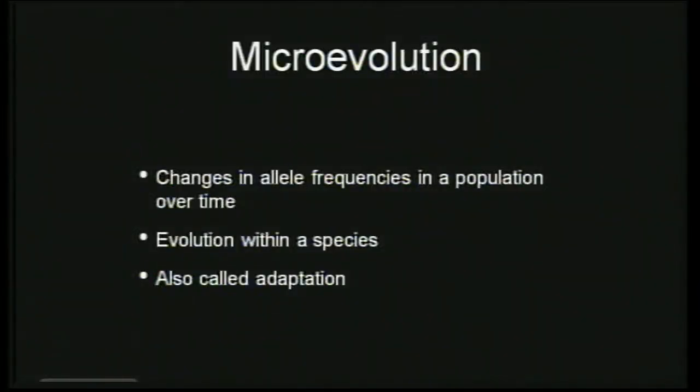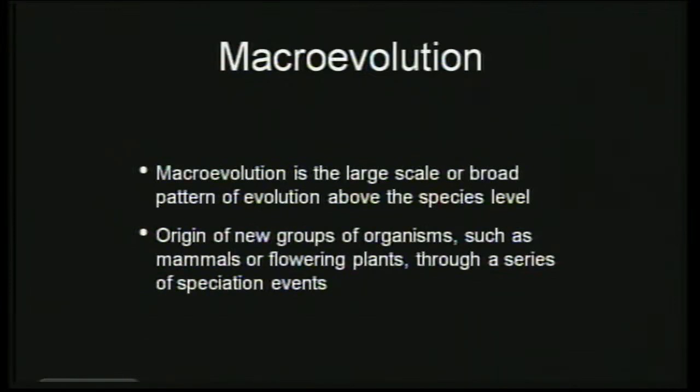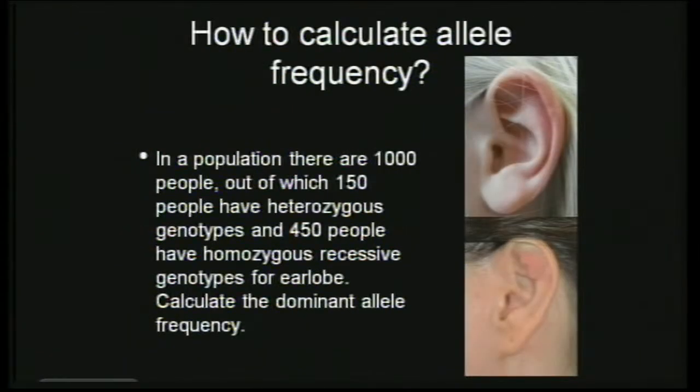We talked about microevolution. When the changes in the allele frequency are happening within the species, we call that microevolution. When the changes are happening in a very broad way, then you call it macroevolution. For example, the evolution of mammals, birds, and so on. So that's what we discussed. Then we also calculated the allele frequency, how important the allele frequency is, and how it changes the population.